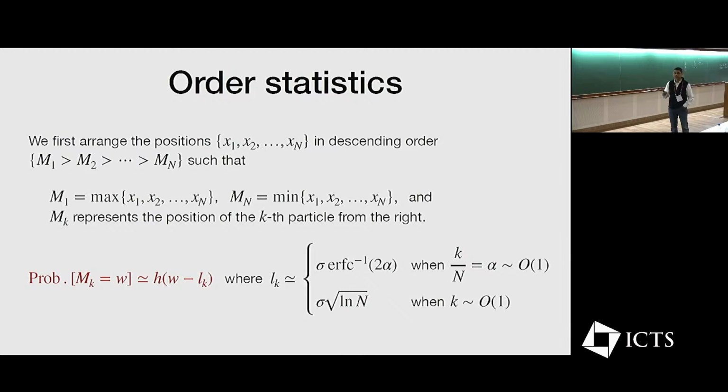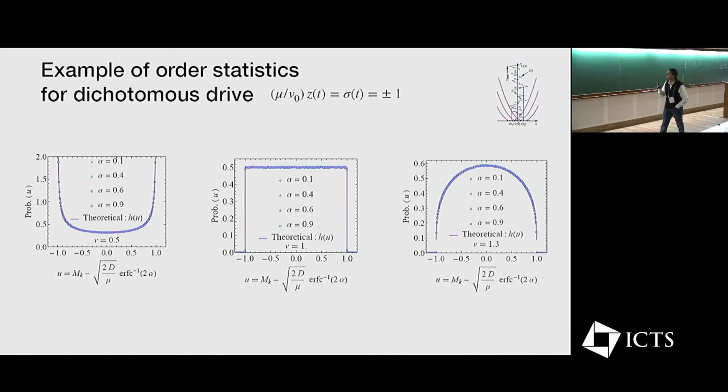To contrast it, you remember that for the IID random variable case, the distribution of the maximum goes to one of the three well-known distributions: Fréchet, Gumbel, or Weibull. But this distribution is very different from those distributions. So this is a strongly correlated system. Here Lk is given by this, where alpha is k by n when it is in the bulk, and this is at the edges. These are some examples.